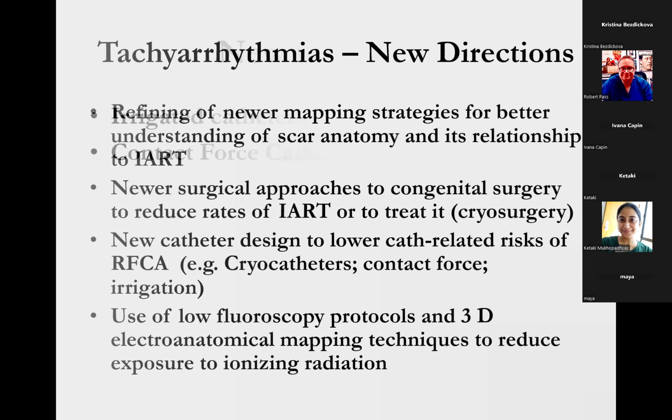So just to summarize, we're refining newer mapping strategies to understand things like scar anatomy and its relationship to IART. I didn't even mention today, but there are surgical approaches to reduce rates of IART, and some people in some centers are even doing prophylactic RF or cryo lesions in the operating room to try and avoid IART. We're not exactly sure how effective that approach is, and it's being abandoned by a lot of centers, but it is at least a theoretical thing that might be beneficial.